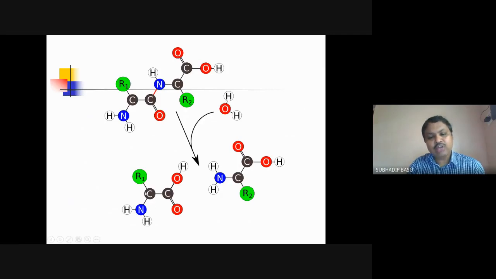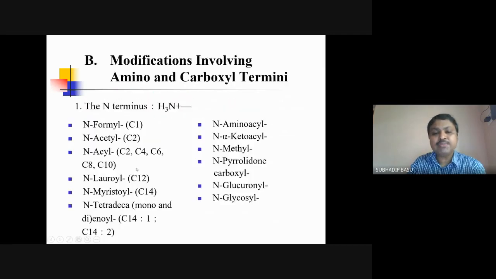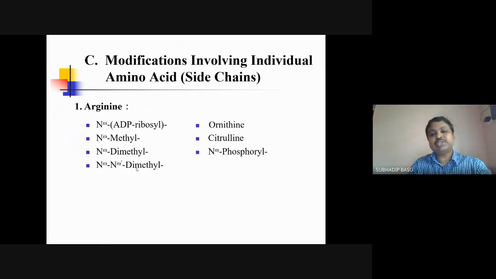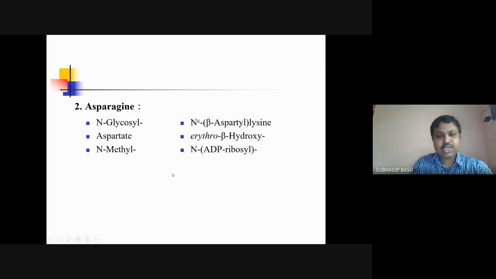So you have an alpha carbon, this is called the heavy carbon, this is the N terminus, this is the C terminus, and this is the side chain where we have all the differences. Based on the configuration of this R1 or R2, we have many different types of individual amino acids, and all these individual amino acids undergo many different types of modification. For example, in arginine, you have some different types of post-translational modification. In asparagine, you have N-glycosylation.